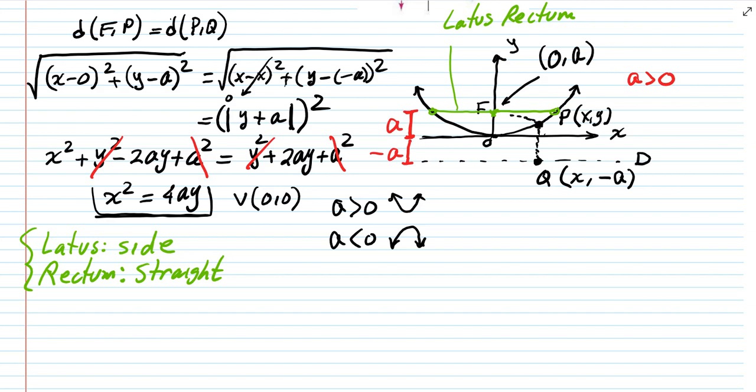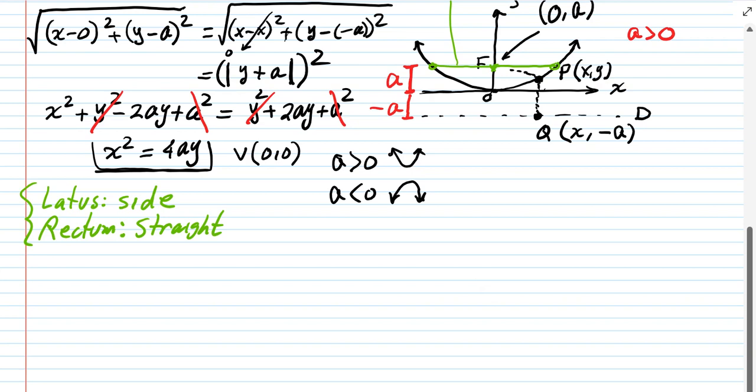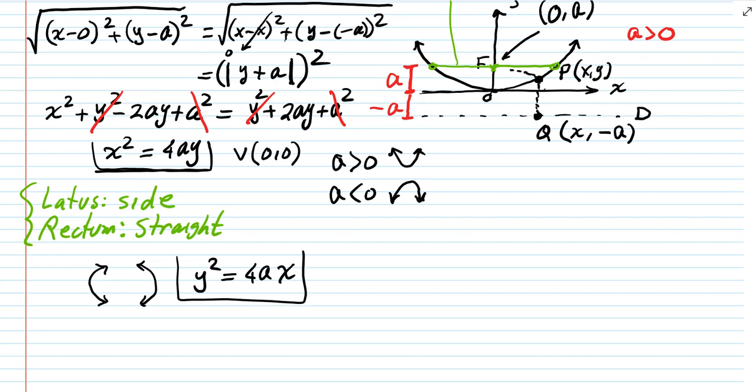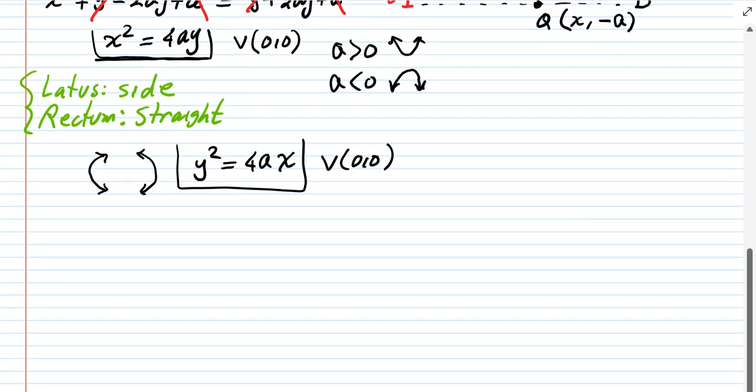Now, for the parabolas that open to the sides, we call them the sideways parabolas. If the parabola opens to the right or to the left, these have equations y squared equals 4ax. Again, this one has a vertex at 0, 0. What if the vertex is not at 0, 0?